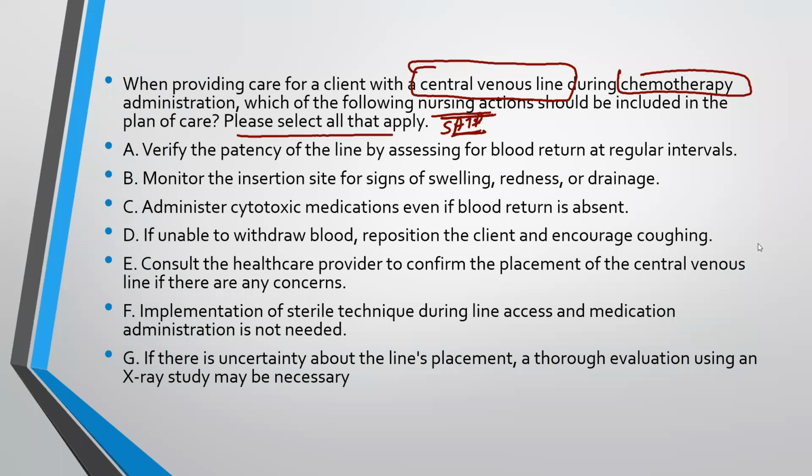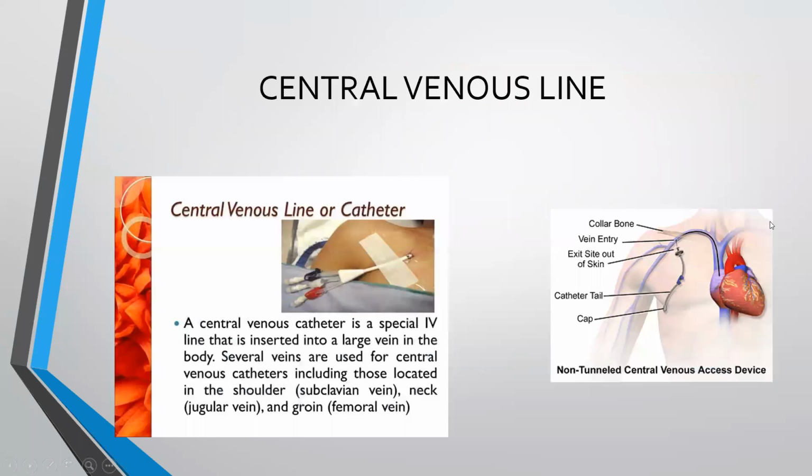So let's have an overview of the central venous line. You can see here the central venous line, or the central venous catheter. A central venous catheter is a special IV line that is inserted into a large vein in the body. Several veins are used for the central venous catheter, including those located in the shoulder (subclavian vein), neck (jugular vein), and groin (femoral vein). So firstly, you have to be introduced to the central venous line.